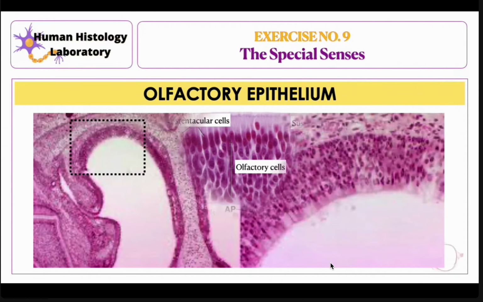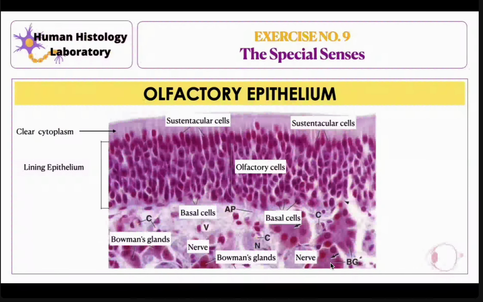How would it look like? Okay, so it looks like this. Take note of the following structures. The epithelium is pseudostratified. It is much thicker than the epithelium lining the respiratory mucosa. And within the epithelium, there is a superficial zone of clear cytoplasm. Below the epithelium, we find several rows of nuclei.